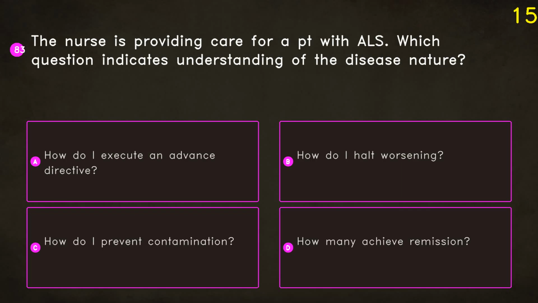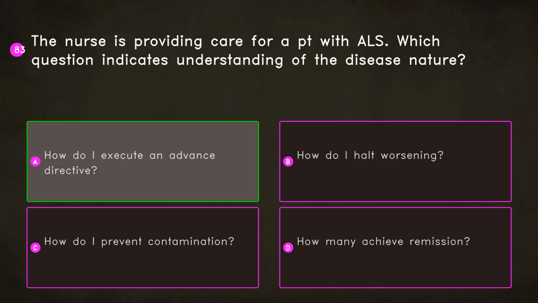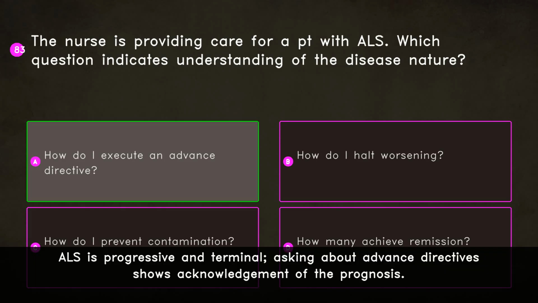Question 83. The nurse is providing care for a patient with ALS. Which question indicates understanding of the disease nature? A. How do I execute an advance directive? B. How do I halt worsening? C. How do I prevent contamination? D. How many achieve remission? The correct answer is how do I execute an advance directive? ALS is progressive and terminal. Asking about advance directives shows acknowledgement of the prognosis.